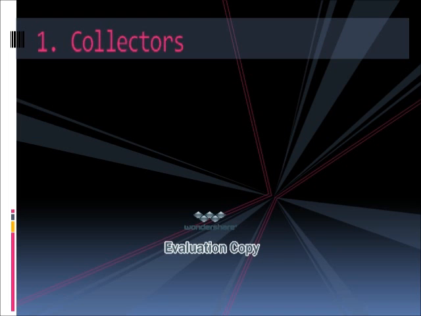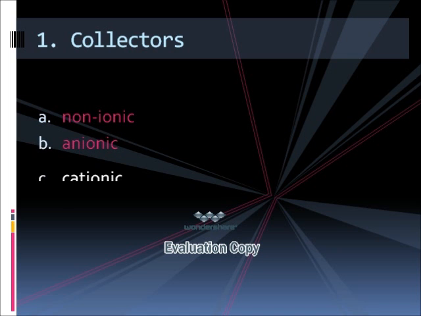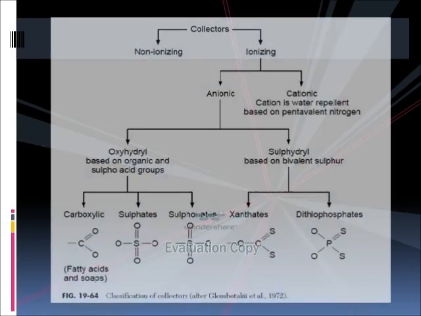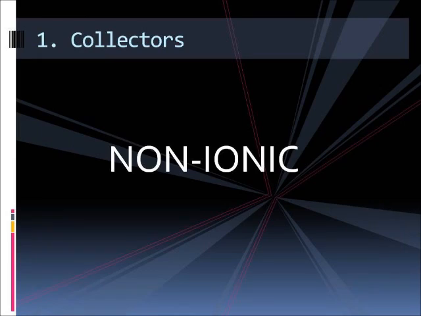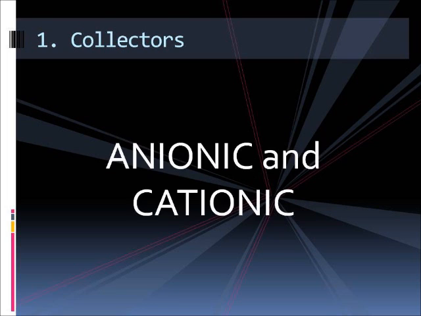Collectors can be generally classed depending on their ionic charge. They can be non-ionic, anionic, or cationic. From figure 19-64 of Perry, you can see the classification of collectors. The non-ionic collectors are simply hydrocarbon oils, while the anionic and cationic collectors consist of a polar part that selectively attaches to the mineral surfaces, and a nonpolar part that projects out into the solution and makes the surface hydrophobic.